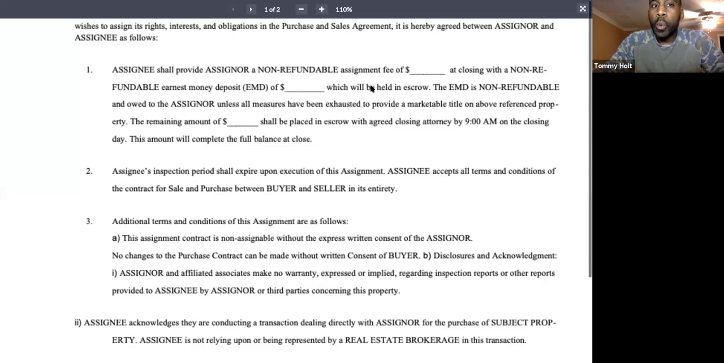Now, once we go to the closing table, what's the remaining balance? You already gave $2,000 sitting in escrow, right? What's the remaining balance off of 32? 30, right? Yeah. So that's where the remaining balance of 30 shall be placed in escrow with the agreed closing attorney by 9 a.m. on the closing day. So the earnest money deposit goes before the closing day because we need to lock them in and make it a binding agreement by them providing some type of consideration, which in this case is money. Is that clear? Yeah, that makes sense.